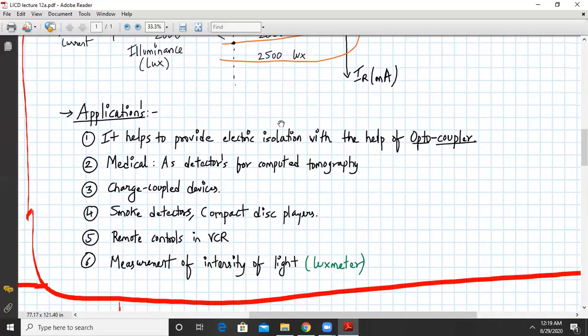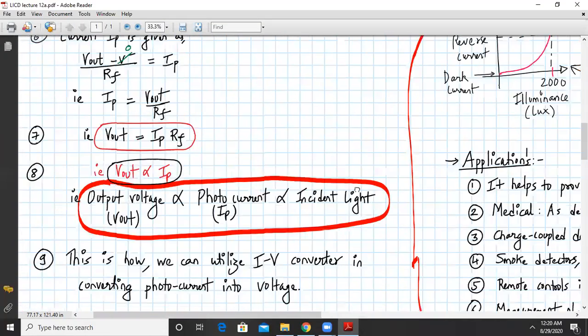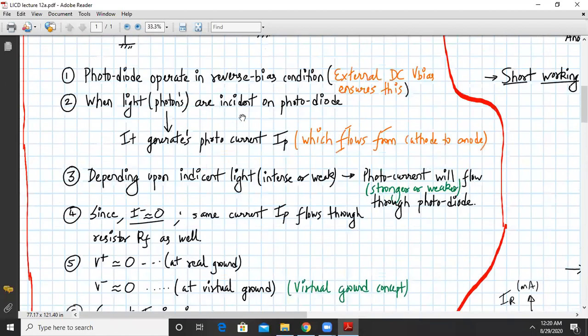Now there are some applications of a photodiode. It helps in electrical isolation. It is used inside one of the devices in the optocoupler. In medical, it is used as detectors for computed tomography. Charge coupled devices, smoke detectors, and measurement of intensity of light in lux meters also use it. So these are the wide application areas where this photodiode is used.